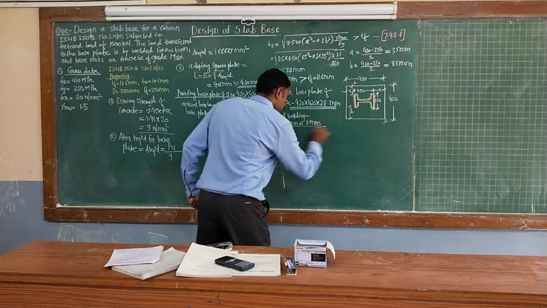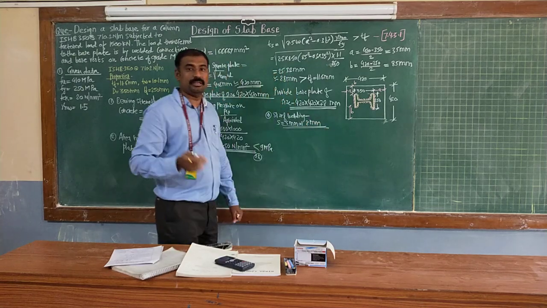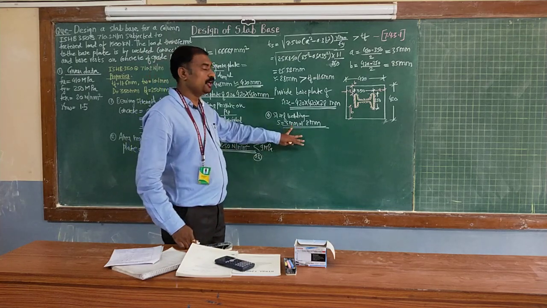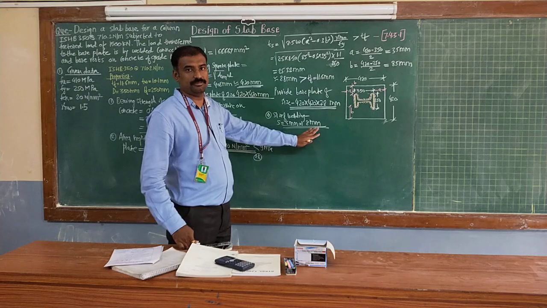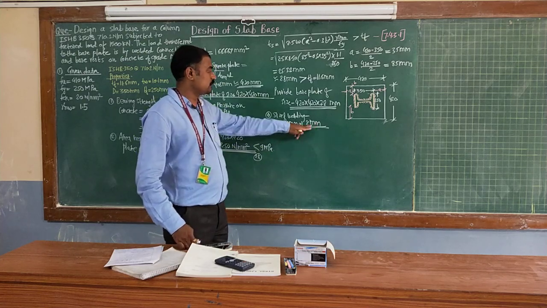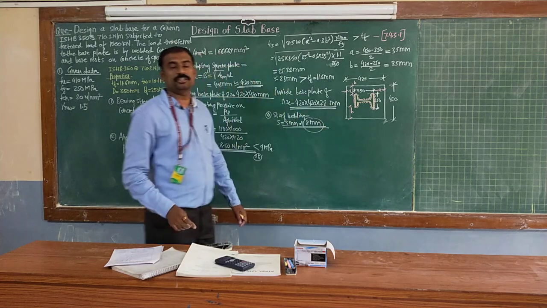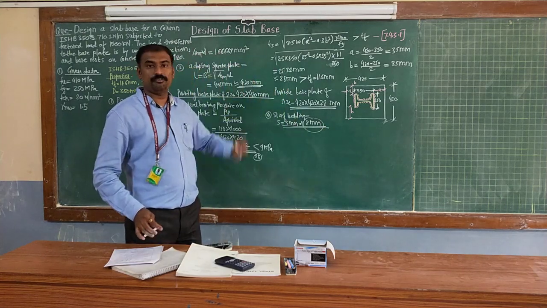So size of welding S equals 5 mm, or you may provide 8 mm also. In some cases the length of welding provided will be lesser, correct. So always go for the higher side. So instead of adopting 5 mm, you go with 8 mm, correct. So adopting size of welding as 8 mm, size of welding is equal to 8 mm.